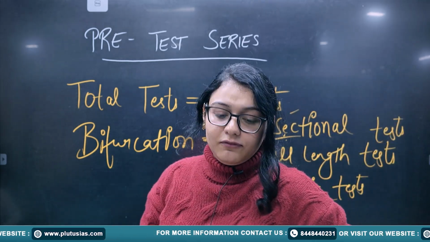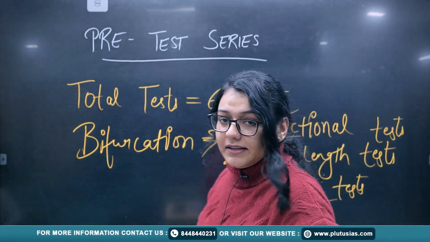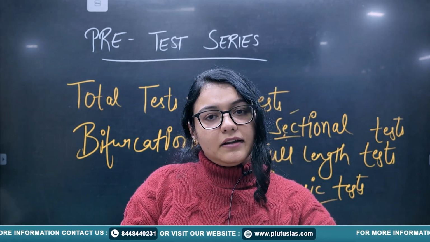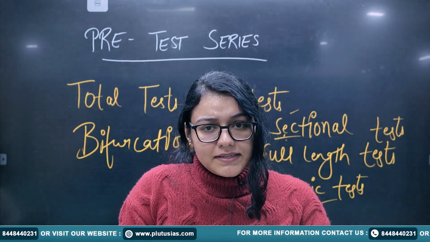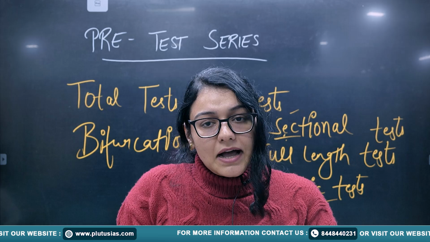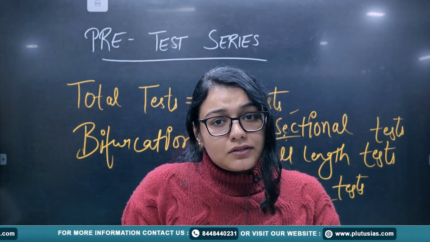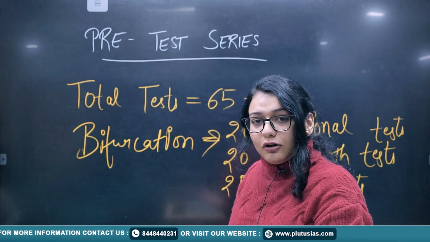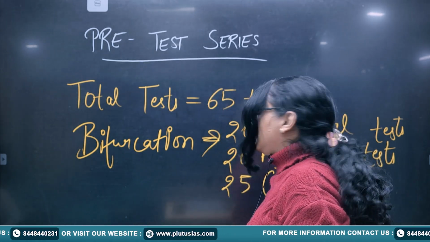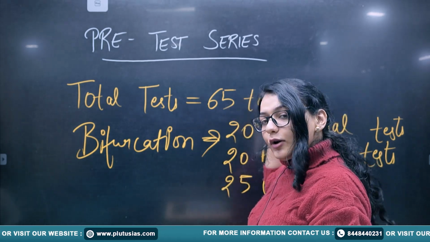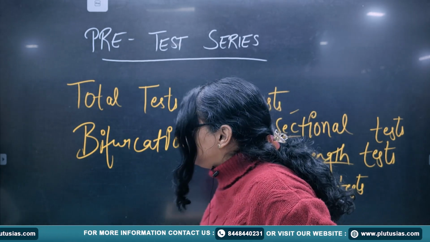So what is the difference between full length test? There will be 20 tests in full length series, and the test will be conducted on the pattern that UPSC follows. Like number of questions will be same, your time duration will be same, the structure of the answer will be same, like intro, body part, then conclusion, how you will be writing your answers, all these things will be same. So these kind of question papers will be considered under full length test. Okay, so 65 total test, 20 sectional, 20 full length, and 20 classic test.